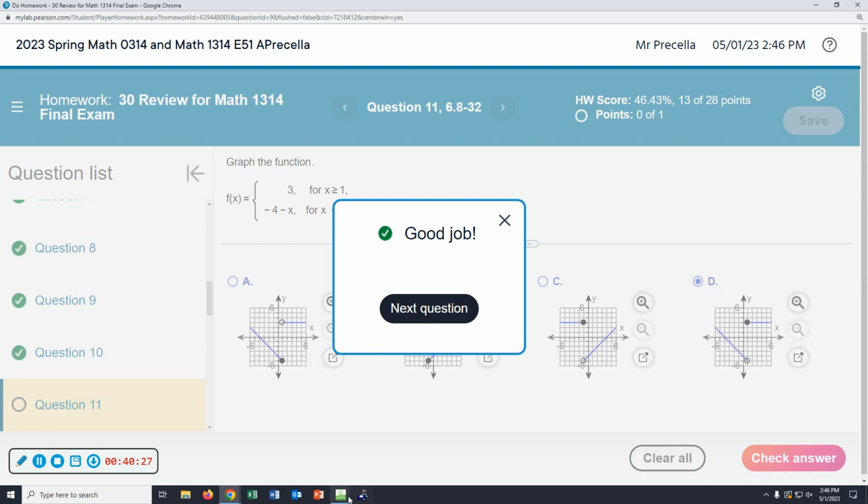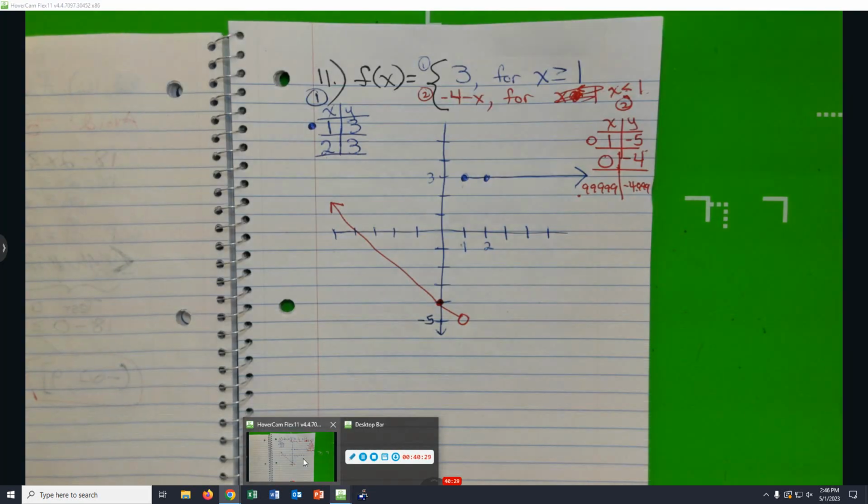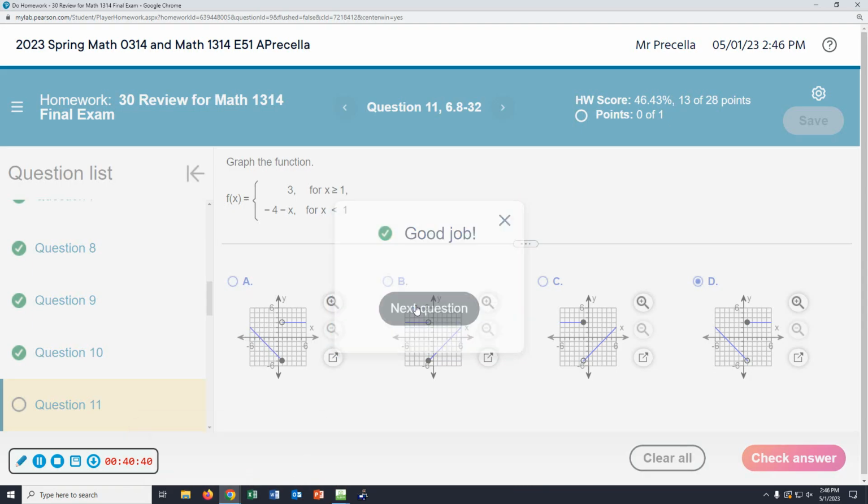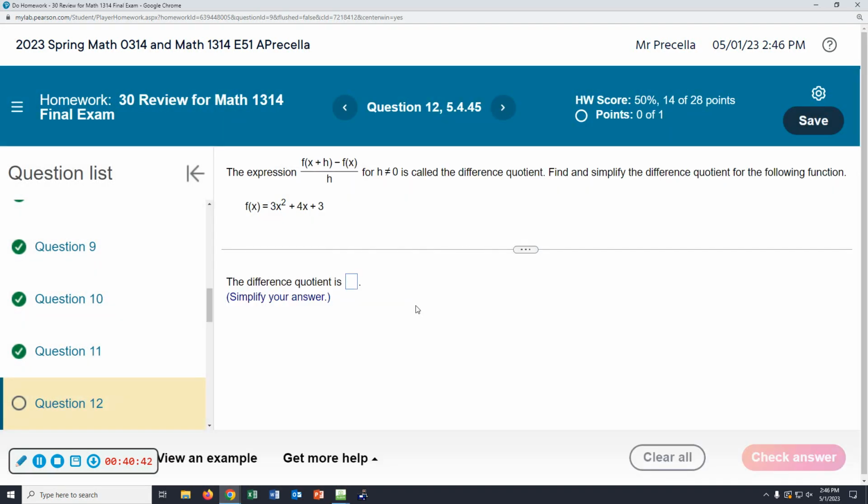Any questions over this? If you can graph a piecewise function, you understand a lot about graphing. A lot. Let's see, what's next? Those difference quotients. How about we take a small break, and then we'll pick up here in a moment.